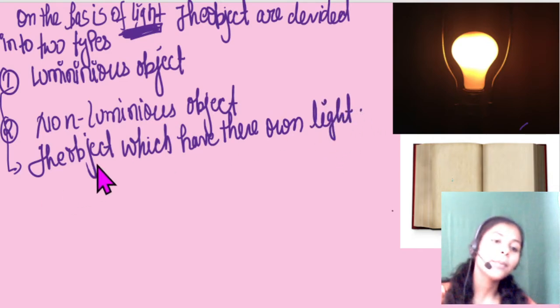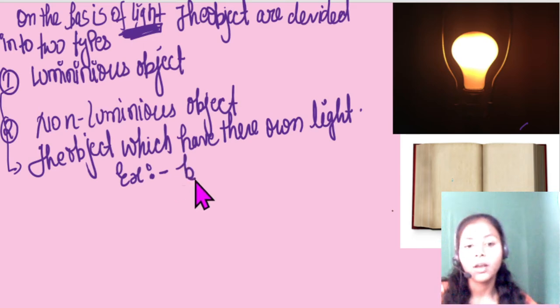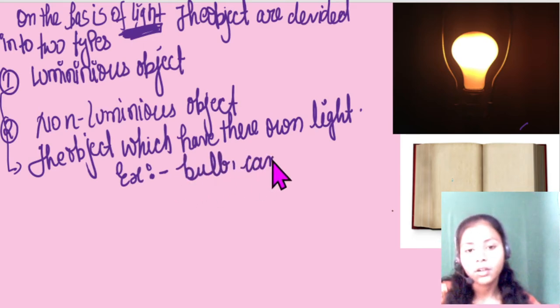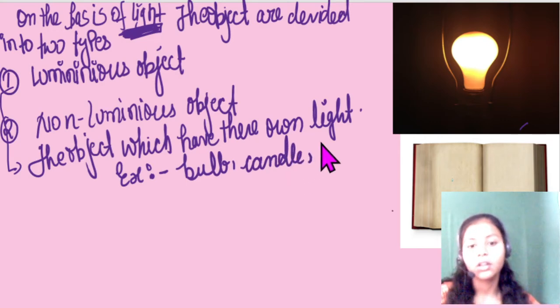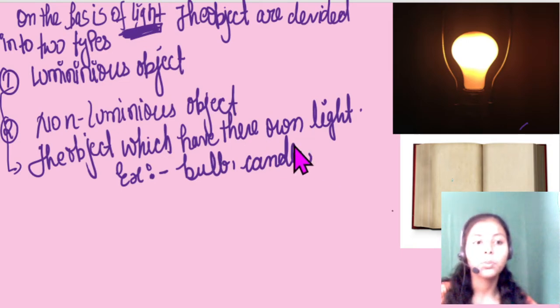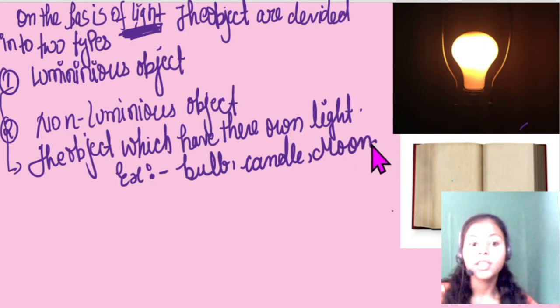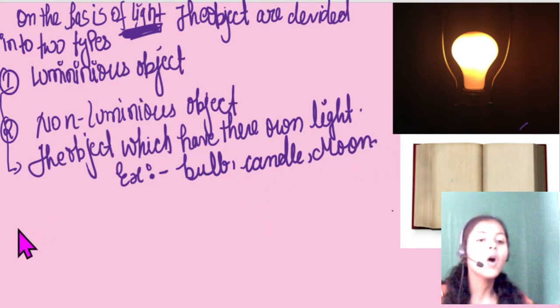So what are the examples of luminous object? The examples of luminous object you can tell are bulb, candle, and you can tell moon. These are the examples of luminous object.